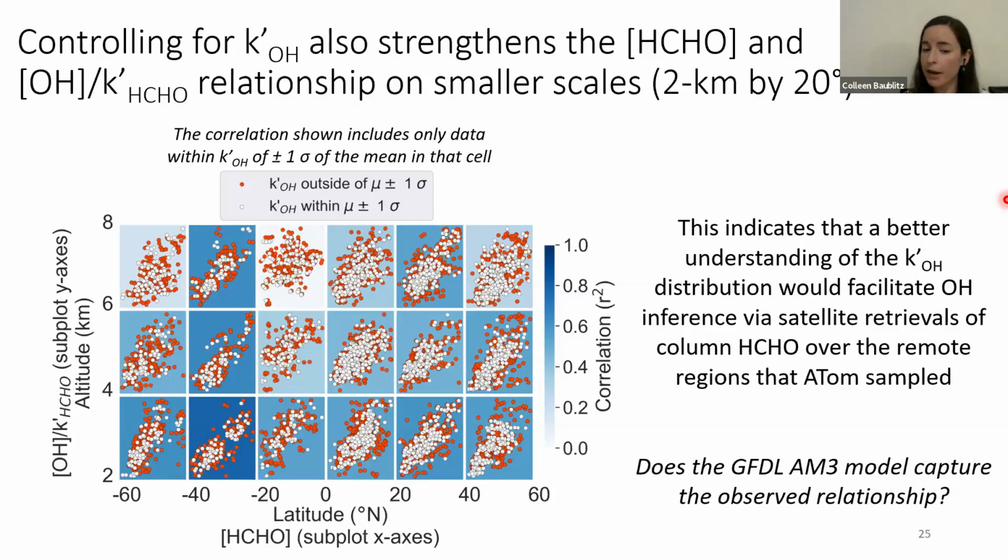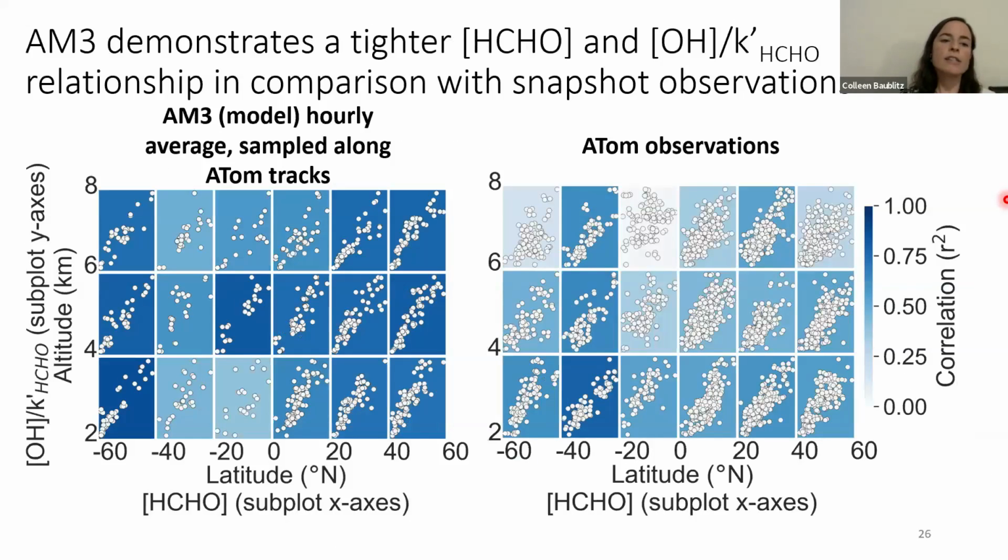Okay, and so next we'd like to compare what we're seeing here with results from our chemistry climate model, the GFDL AM3 model, to see to what extent the model is capturing the relationship between formaldehyde and OH shown in the observations. Here I'm showing essentially the same figure that I showed on the last slide on the right, but removing those orange points. This is including only OH reactivity within 1 standard deviation of its mean value. Those are the observations on the right. And then on the left, I'm showing results from AM3 that are hourly averaged and sampled along the ATOM flight tracks in essentially the exact same way as the observations.